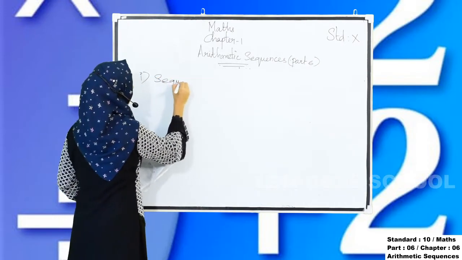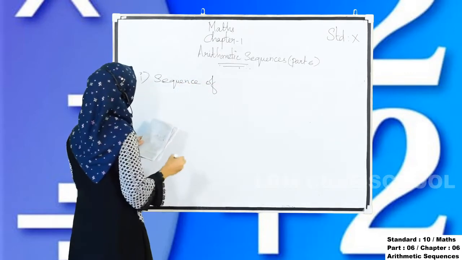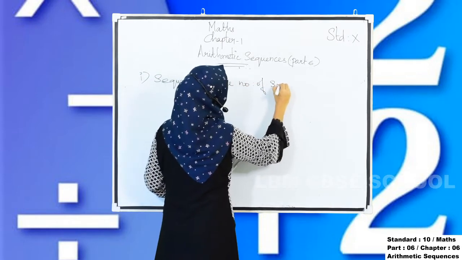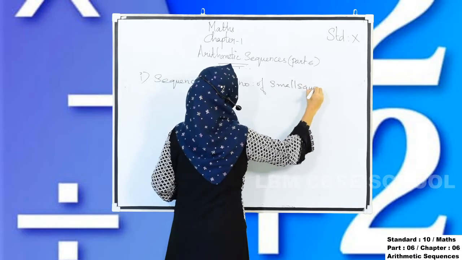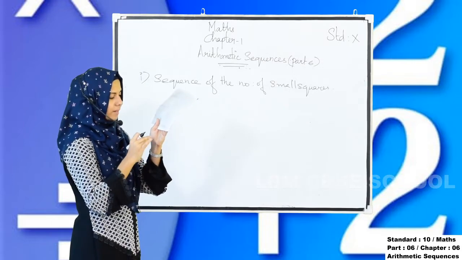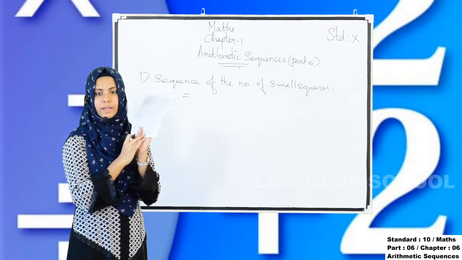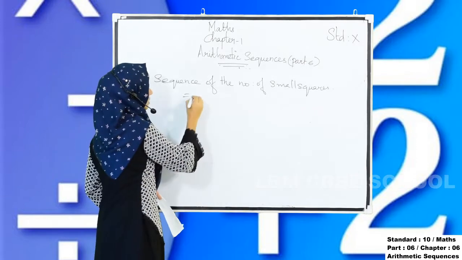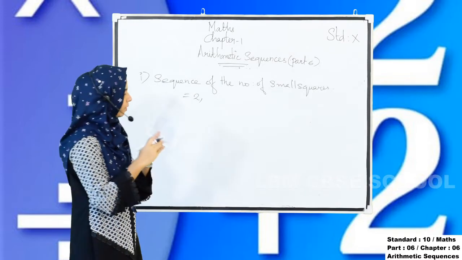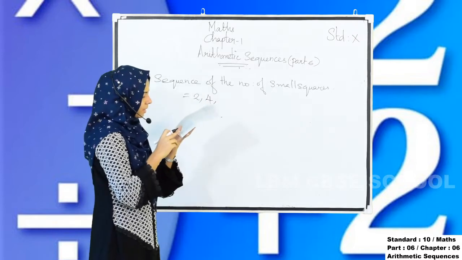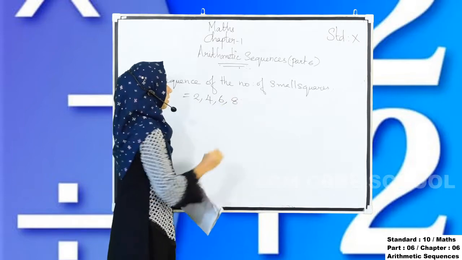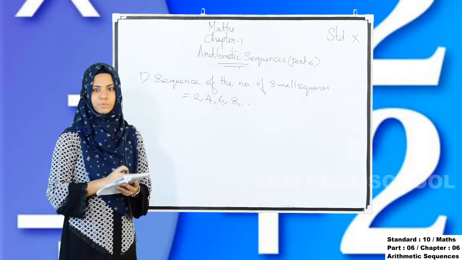sequence of the number of small squares. Look at the rectangles: in the first rectangle how many small squares are there? There are 2 small squares. In the second rectangle, count: 1, 2, 3, 4 are there, and the third one has 6, and the fourth one has 8. This is the sequence for the small squares.